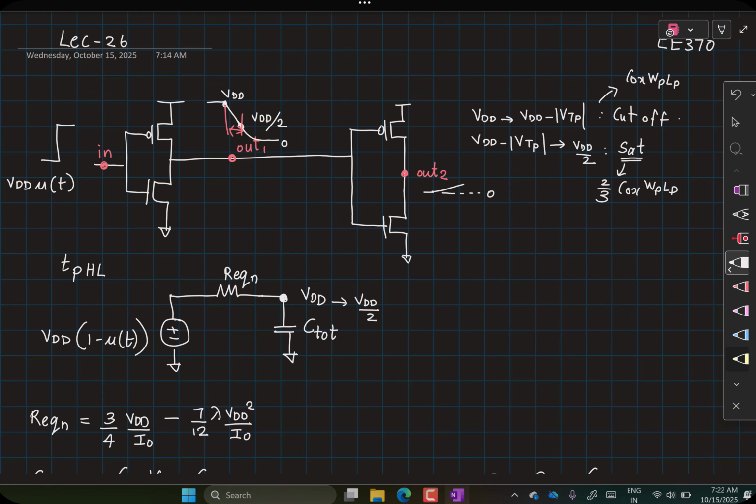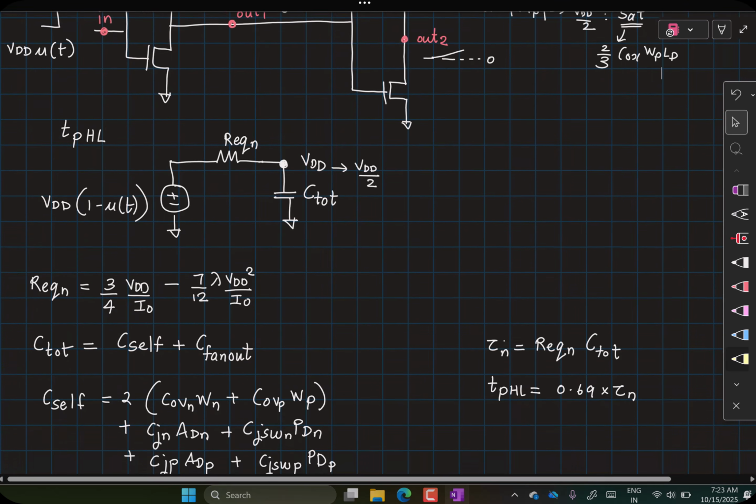So the questions I received were, shouldn't we consider at least the average of both these as the gate to channel capacitance contribution of the PMOS? This was one question. The other question was, is it likely that the transistor is going to be in saturation for most of the time? This would be true if your mod VTP is much smaller than VDD by 2. If so, shouldn't we consider the gate to channel capacitance to be this value instead of this? Right? Both of them very valid questions.